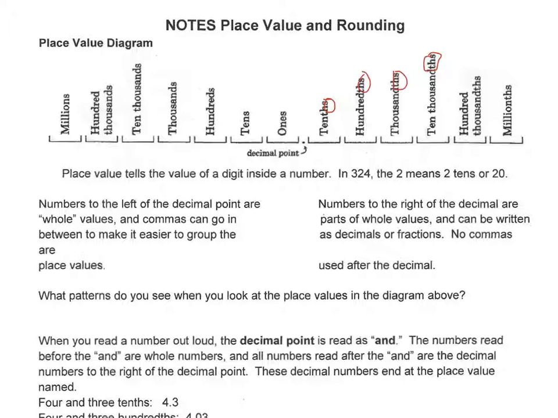So if we have the number 0.324, the 2 means 2 hundredths. What patterns do you see when you look at the place value in the diagrams below? Everything to the right of the decimal point ends in "ths." And you can also see that we start here with ones, tens, hundreds, then you have thousands, ten-thousands, hundred-thousands, and the millions. And you have tenths, hundredths, thousandths, ten-thousandths, hundred-thousandths, millionths.